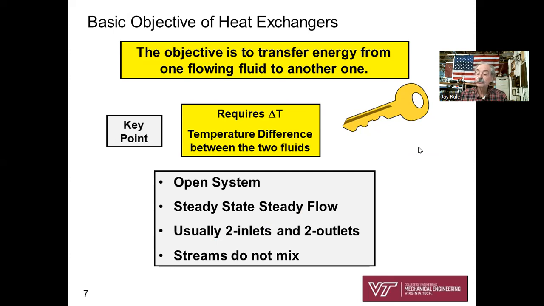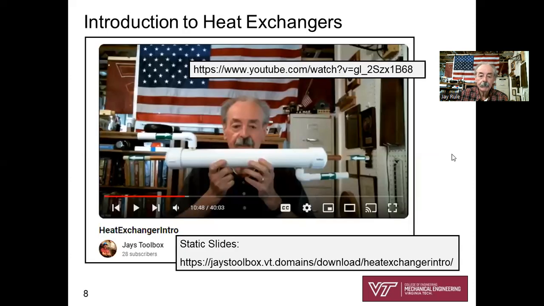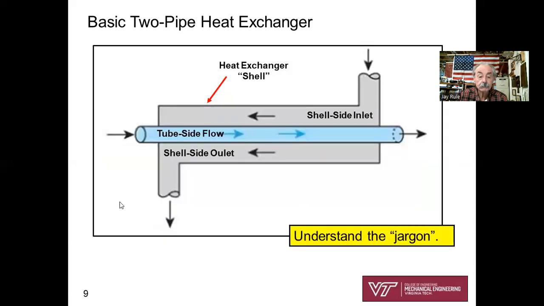Usually, we've got 2 inlets and 2 outlets. So multiple inlets and multiple outlets, and recognize that the streams do not mix. Okay, that's sort of step 1. Basic objective of heat exchangers: exchange energy between a hot fluid and a cold fluid. I've done a little introduction to heat exchangers in this video, and so suggest that you might, if you're interested, go offline and watch this video as well, Introduction to Heat Exchangers. There's a picture of me demonstrating the heat exchanger model.